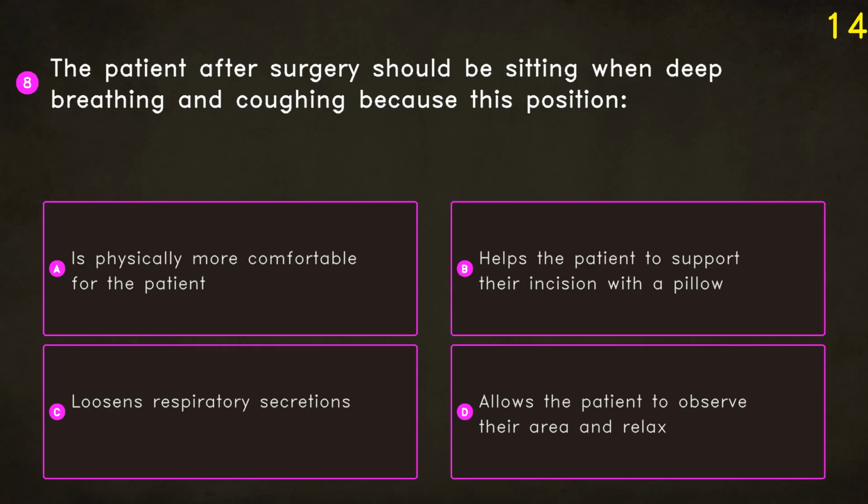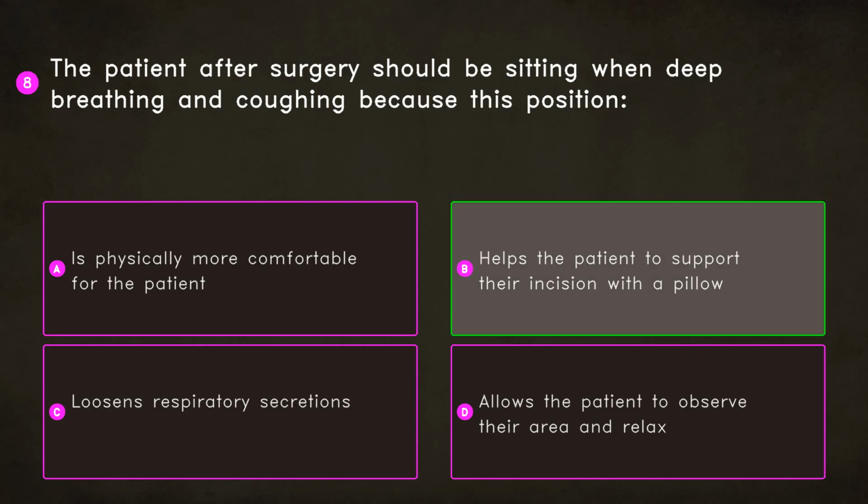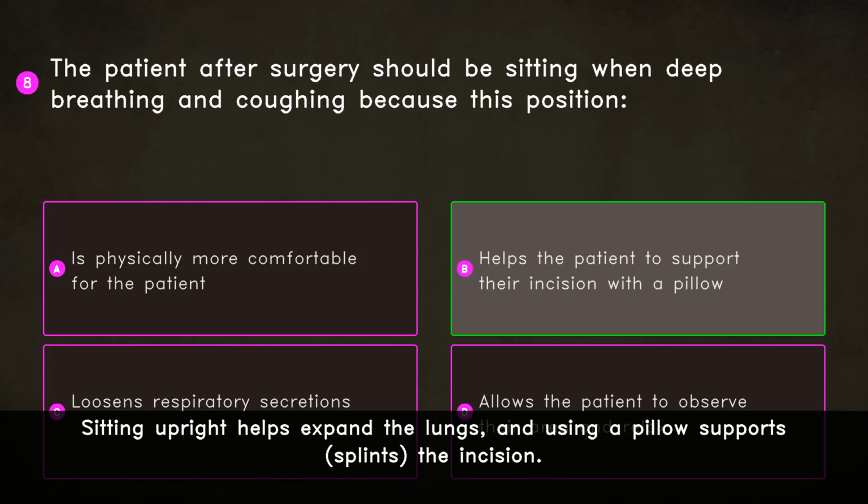Question 8. The patient after surgery should be sitting when deep breathing and coughing because this position, A. is physically more comfortable for the patient. B. helps the patient to support their incision with a pillow. C. loosens respiratory secretions. D. allows the patient to observe their area and relax. The correct answer is helps the patient to support their incision with a pillow. Sitting upright helps expand the lungs, and using a pillow supports, splints, the incision.